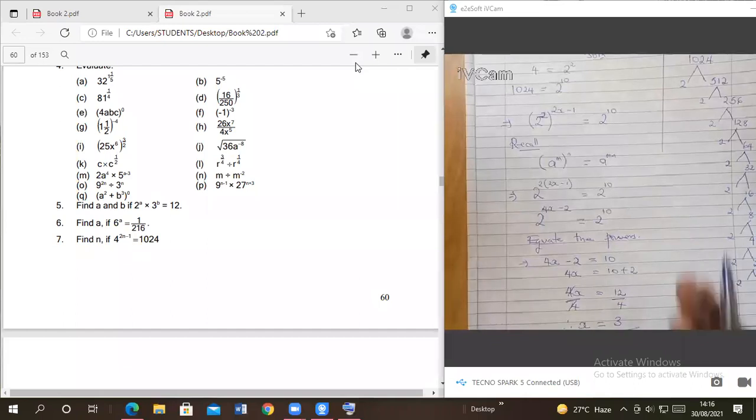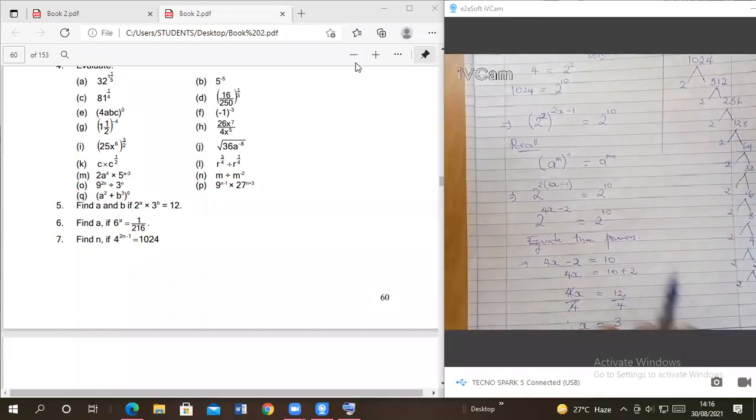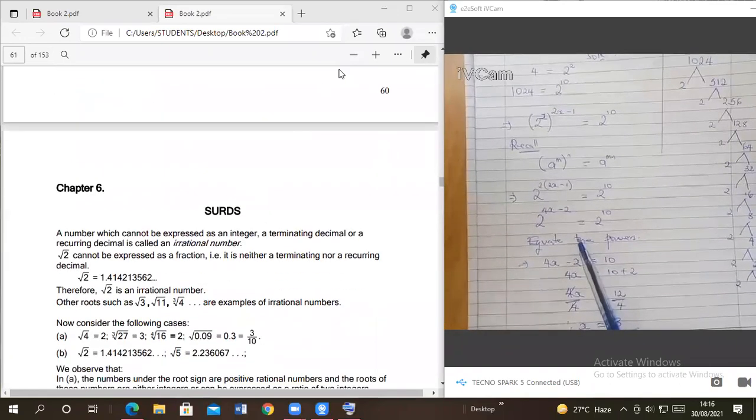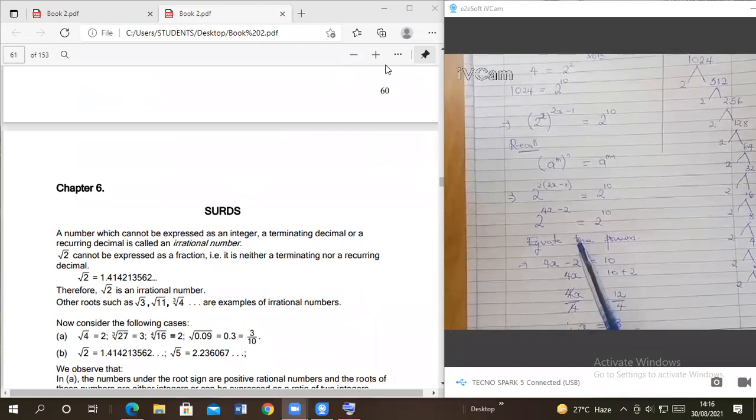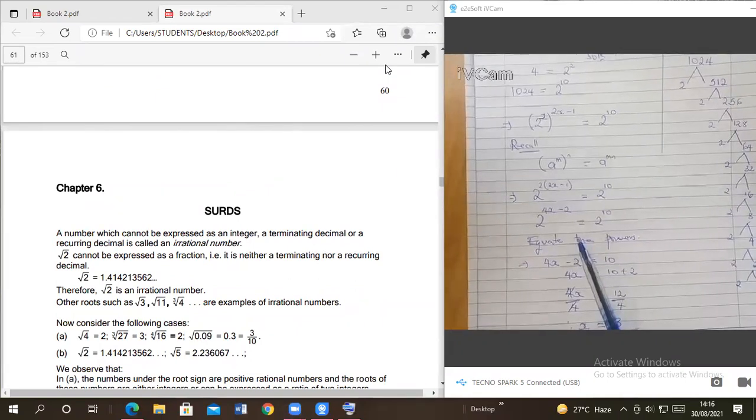So that's just a simple recap of what we have looked at the other time. Now let's go and look at Surds. Subheading Surds. Okay? Let's look at Surds.